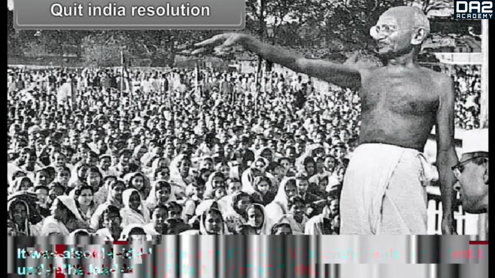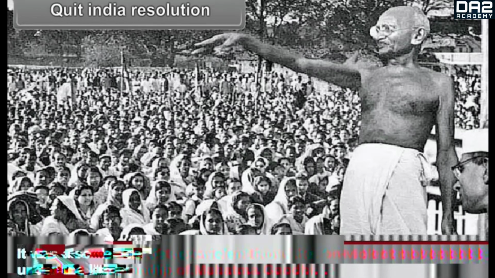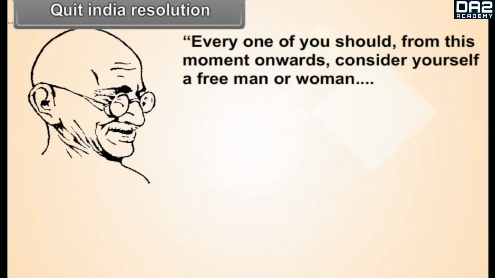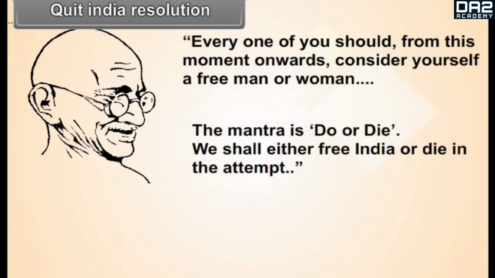It was also decided to start a nationwide non-violent movement under the leadership of Mahatma Gandhi. Gandhiji said, "Every one of you should, from this moment onwards, consider yourself a free man or woman. The mantra is, do or die. We shall either free India or die in the attempt."